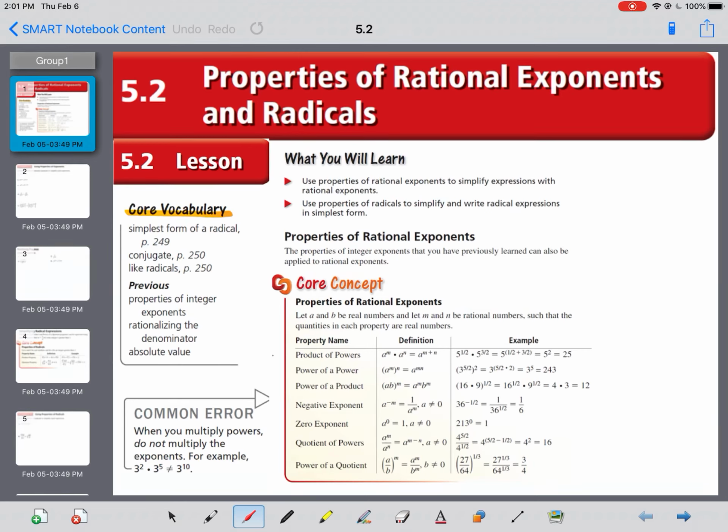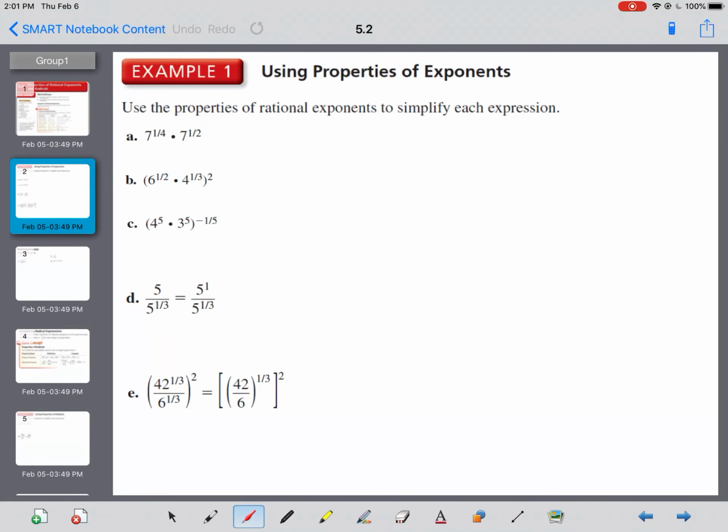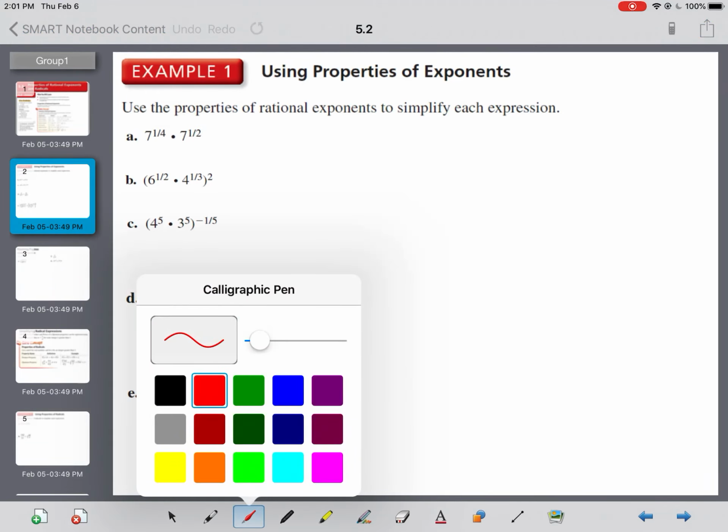Zero is always 1. If you do a quotient, they subtract. And if you have a quotient and there's a power, it goes to the top and the bottom. It's the same ones we've already looked at, but now it's just with fractions. So we've got to remember how to do fractions. To add them, you have to have the same base. So right now, we're looking at A, 7 to 1/4 times 7 to 1/2.